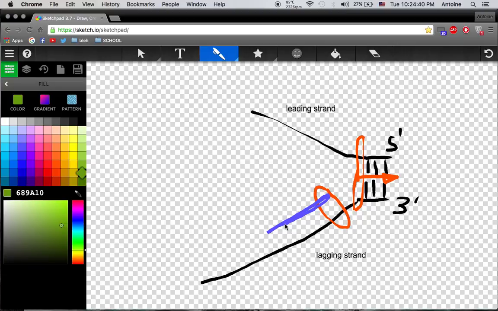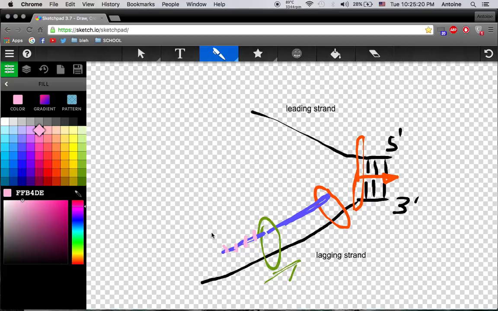we have DNA polymerase 3. So here, and what this does is it adds dNTPs in the direction 5' to 3'. So this way, and for example, let's make it blue. So it adds dNTPs like so, which are deoxynucleoside triphosphates.